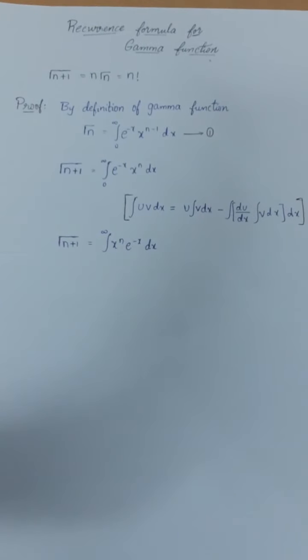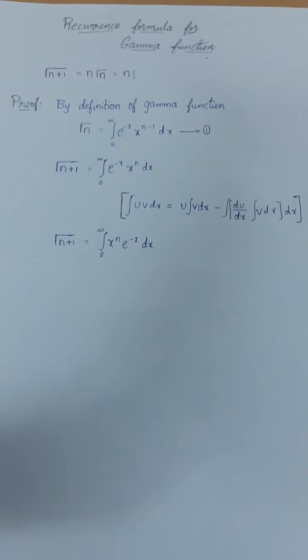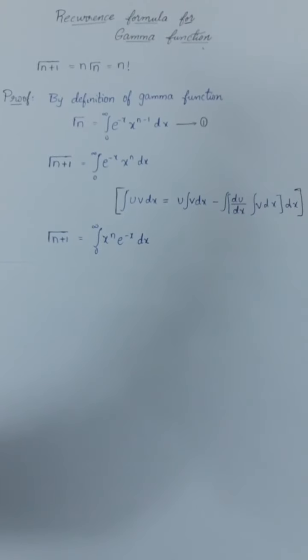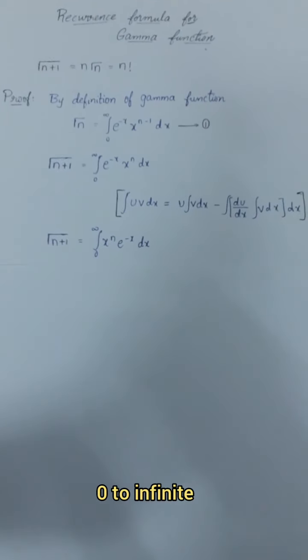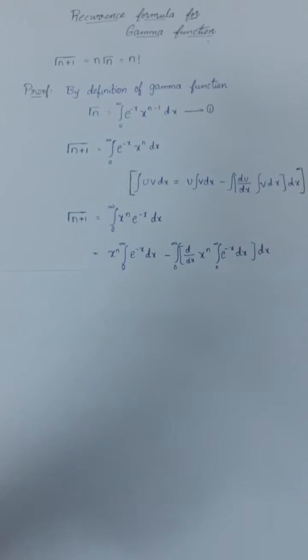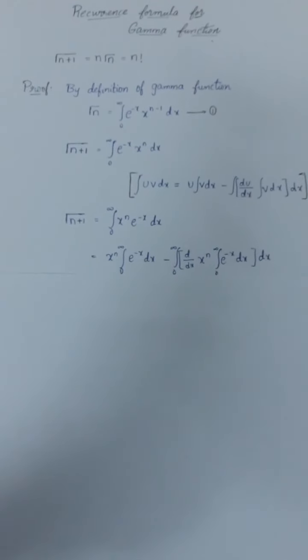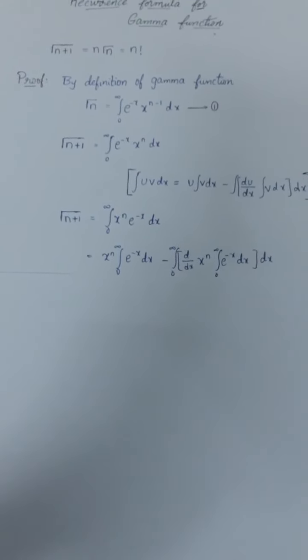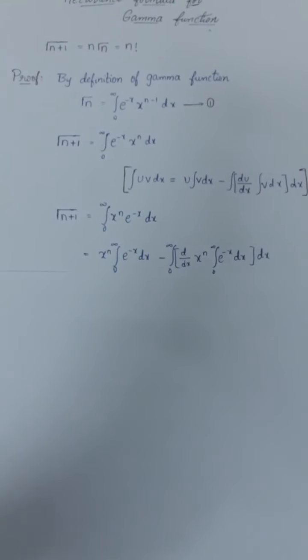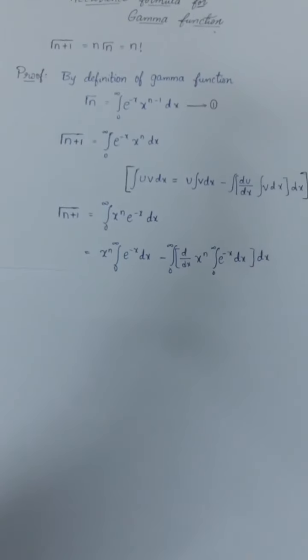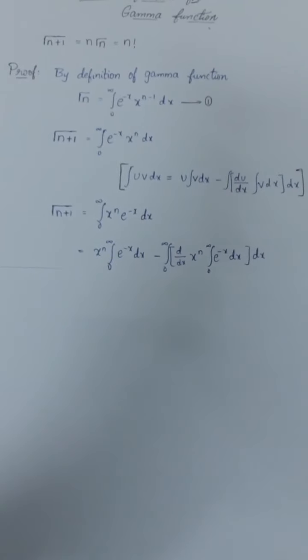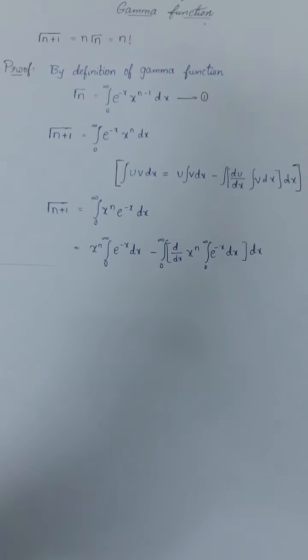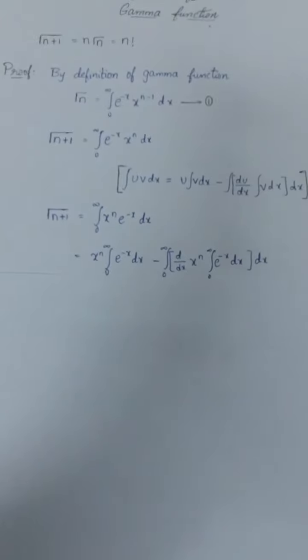So by swapping the positions of the exponential and algebraic terms in our equation, we get gamma n plus 1 equals integration 0 to infinity of x to the power n into e to the power minus x dx. On applying the formula, we get x to the power n times the integral 0 to infinity of e to the power minus x dx, minus integration 0 to infinity of the derivative of x to the power n into integration of e to the power minus x dx.